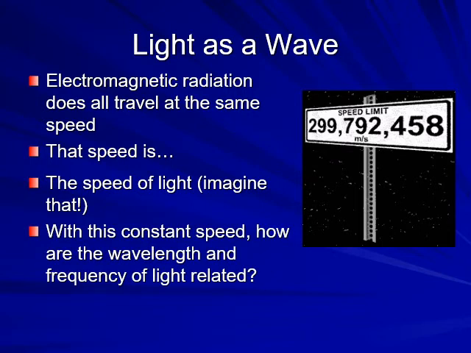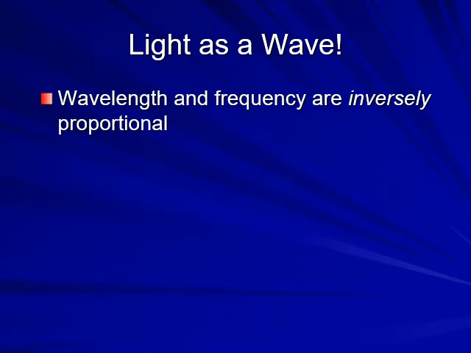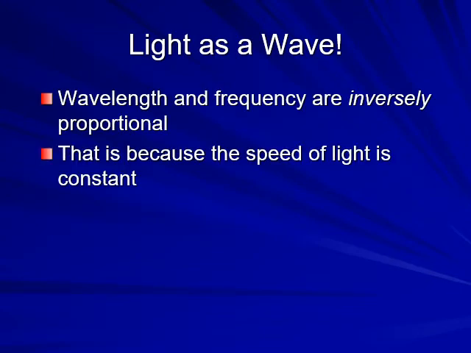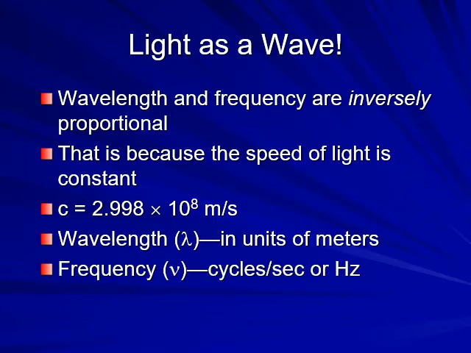With this constant speed, how are the wavelength and frequency related? Let's look at that. It turns out that wavelength and frequency are inversely proportional, because the speed of light is constant. There's the value we saw in the previous slide. Wavelength is in units of meters, denoted by the Greek letter lambda. Frequency, that's a Greek letter nu, not a letter v, is in cycles per second, or hertz.